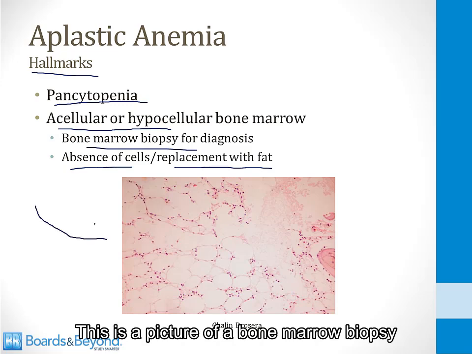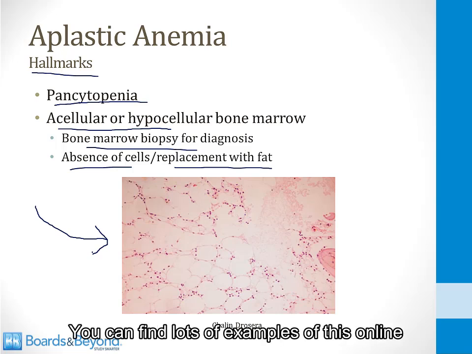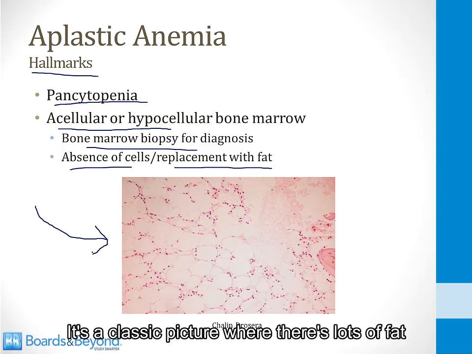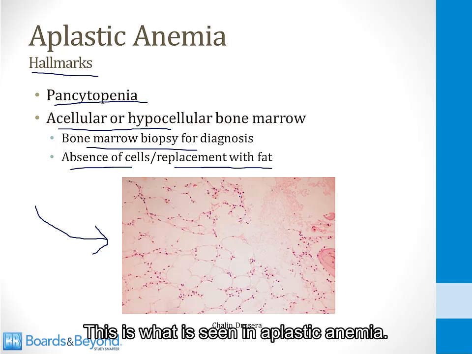This is a picture of a bone marrow biopsy from a patient with aplastic anemia, and you should get used to this picture. You can find lots of examples of this online and in textbooks. It's a classic picture where there's lots of fat and very few cells. This is what is seen in aplastic anemia.